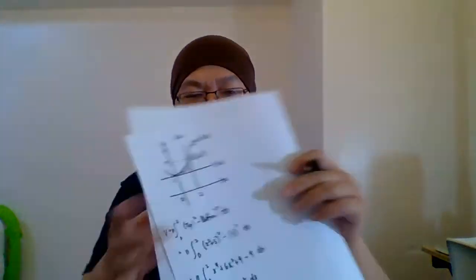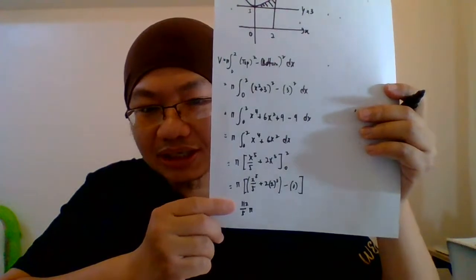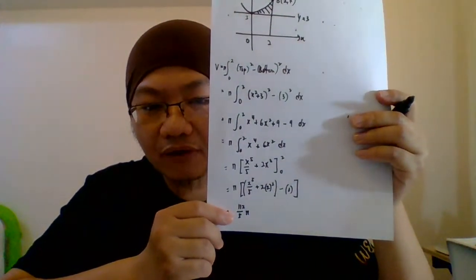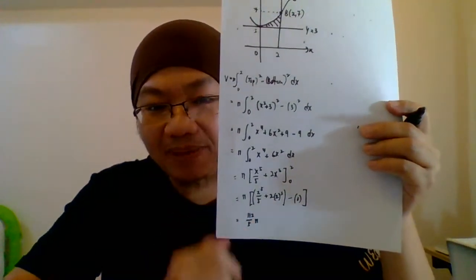Okay, Alex already got the answer: 112 over 5 pi. How about the rest? Do you get the same answer? 112. Okay, Syamila also gets the same answer. Hanana also gets the same answer. That means the answer is correct. 112 over 5 pi. So, this will be the end of the steps. This is the final answer: 112 over 5 pi.